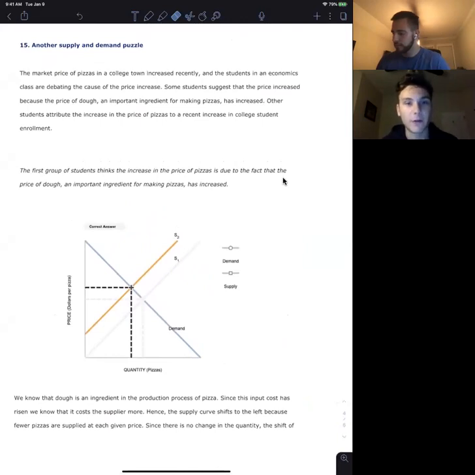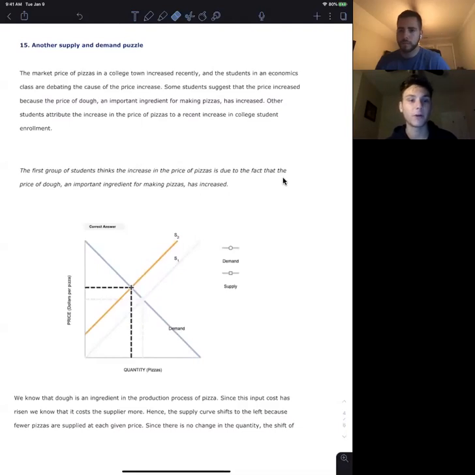Basically, we're talking about a college town, and these students are debating what has caused this price increase. Has it been the increase in the price of dough, which remember we call an input, or a factor of production, so it's an input cost? You need dough to make pizza because it's an ingredient for pizza.